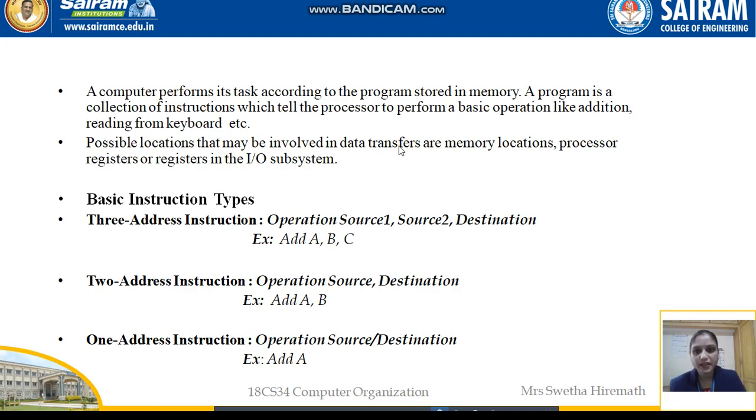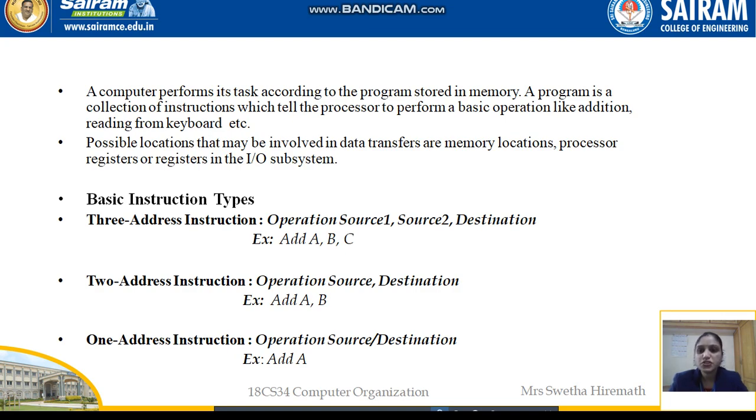It consists of different types of data which will be transferred. They may be in the memory locations, or in the processor registers, or in the IO subsystems. Okay, once we are familiar with what a program is, the next thing is to know how many types of instructions there are, how they can be written, and what operations are performed by them. There are four different types of instructions, which we will study one by one.